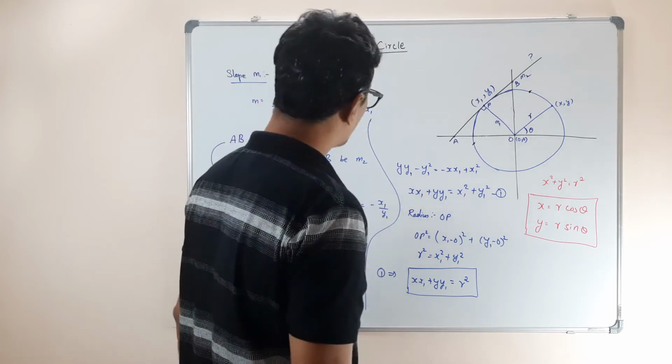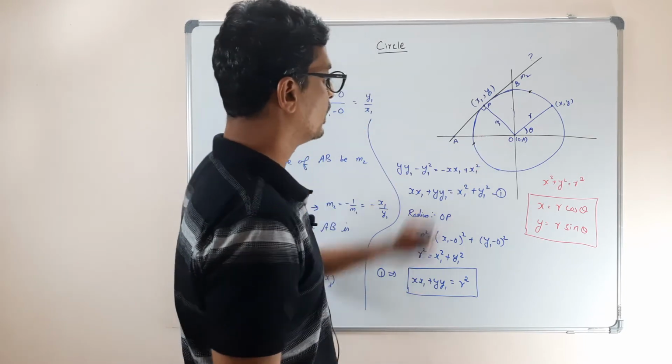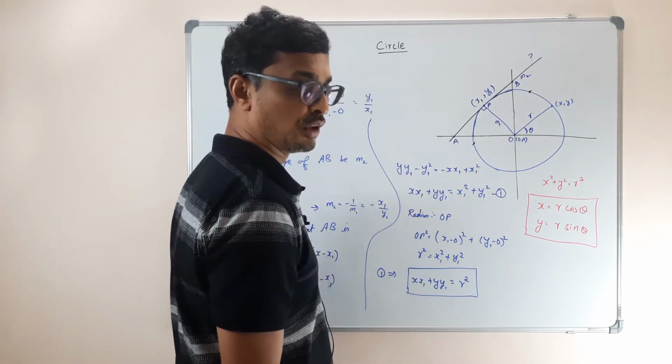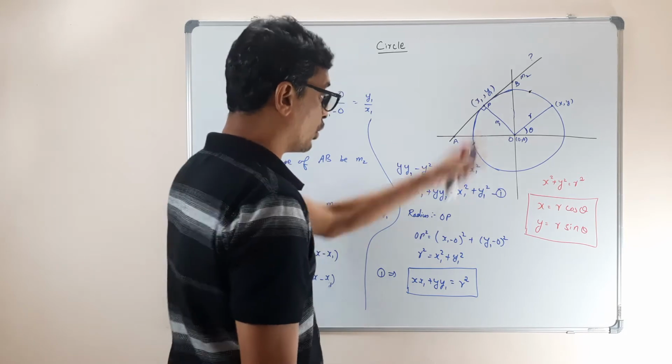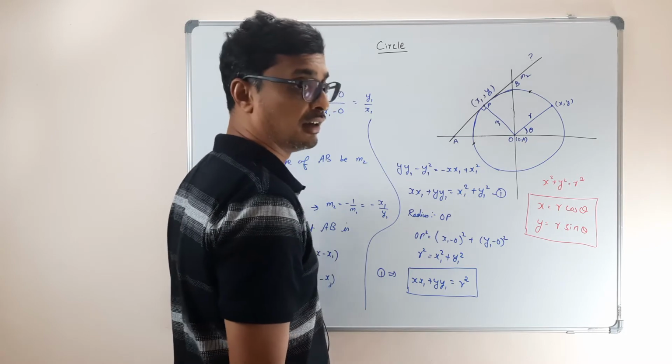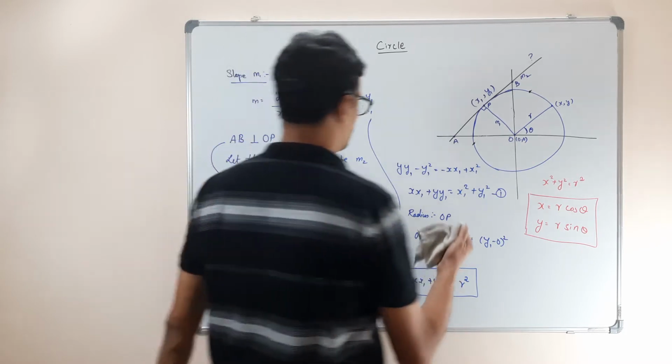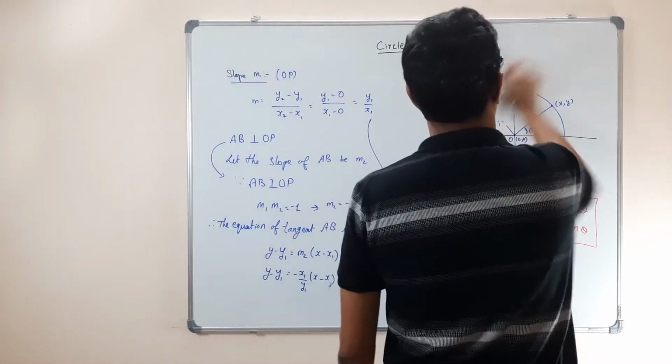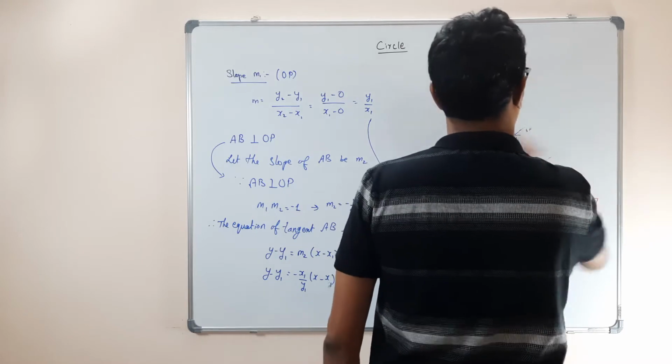Okay, so now the question is, we did it for a circle with center at 0, 0. Now if the center is not at the origin, how will you do that? If the center has some coordinates h, k, what shall you do? So let us see that.